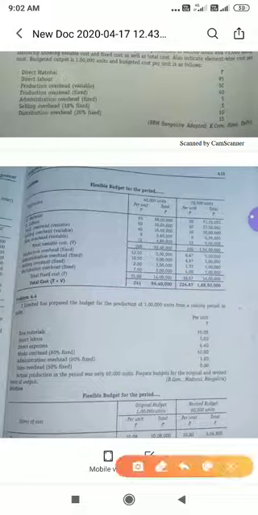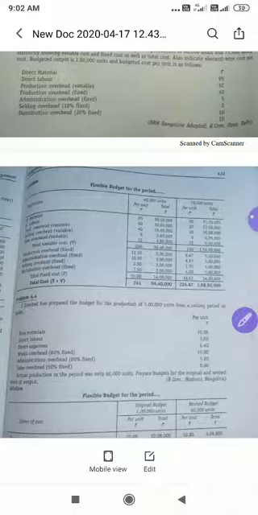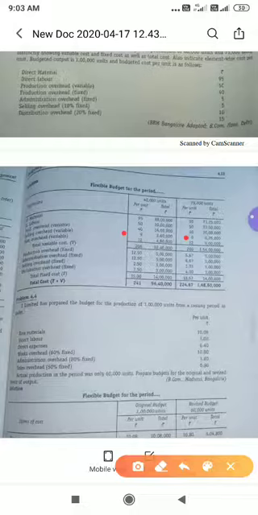Done. Next, out of 10 rupees total cost, fixed cost is 1 rupee. That means variable cost will be how much? 9 rupees. So you have to take that amount here. When it comes to variable cost, per unit will remain the same. When it comes to fixed cost, total fixed cost will remain the same. Now 9 into 40, 9 into 75. You multiply, you will get 3,60,000 and 6,75,000. Done. We are done with even selling overheads.